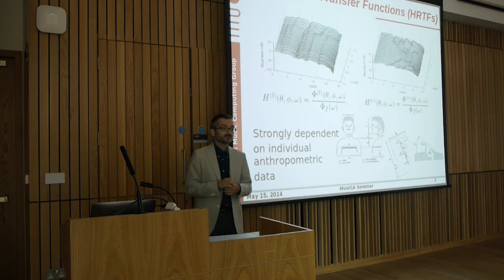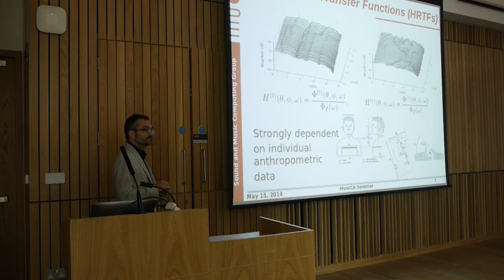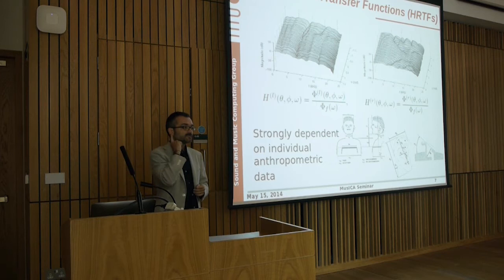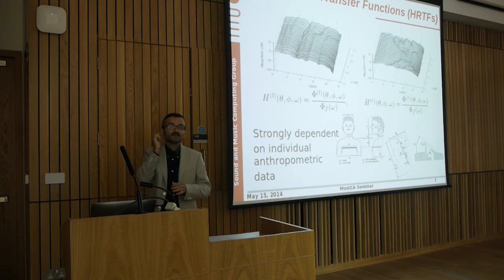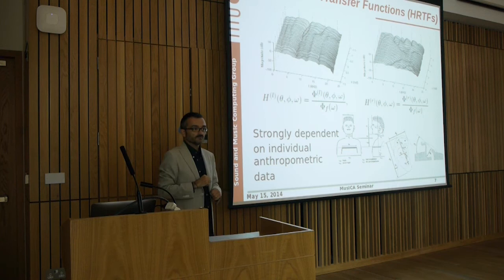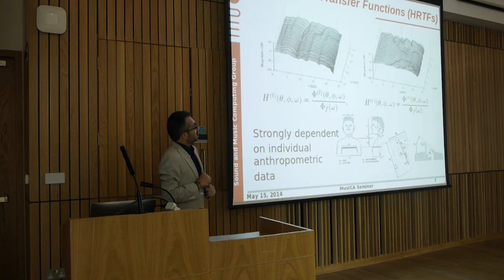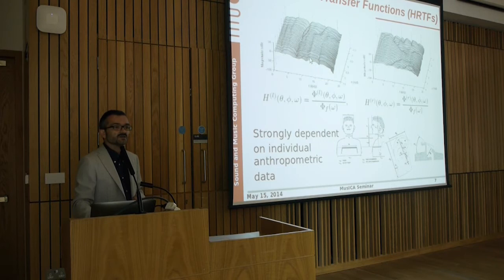A head-related transfer function is simply the transfer function between the sound generated at the sound source position and the signal that you can measure either at the entrance of the ear canal or at the eardrum. You can measure head-related transfer functions in both ways. And here's an example taken from the CIPIC database. Here you can see the amplitude response along frequency and azimuth, so the horizontal angle.